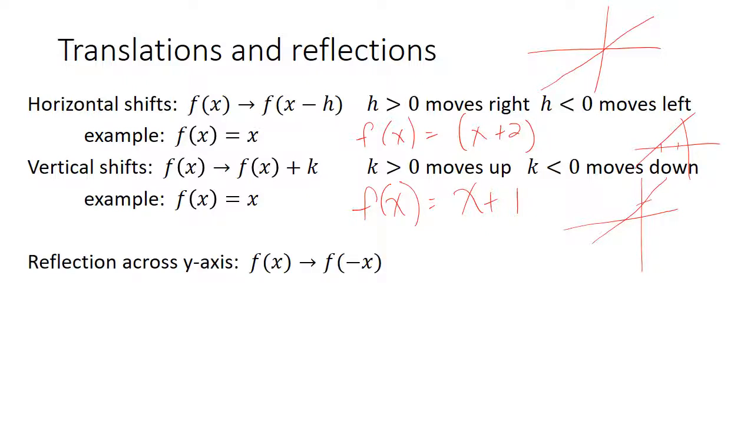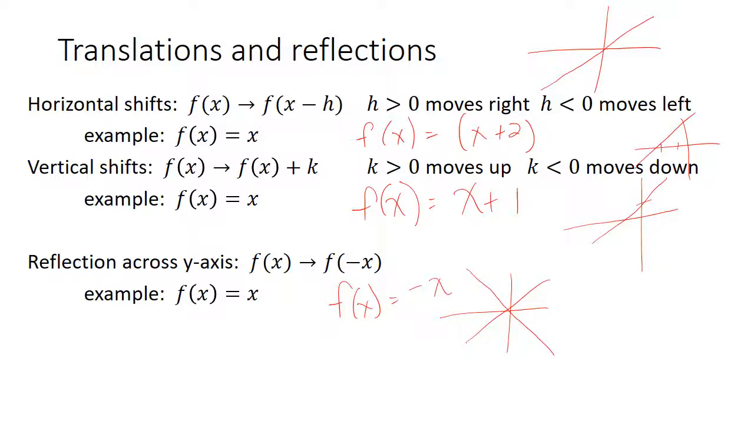A reflection across the y-axis is going to be a negative in the function. So if you had f of x equals x, which is there again, a reflection across the y-axis would be f of x equals negative x, in which case it would flip and go that side.